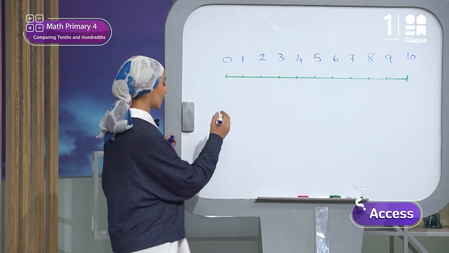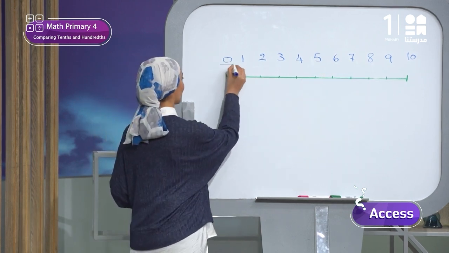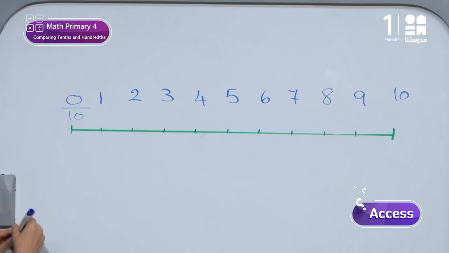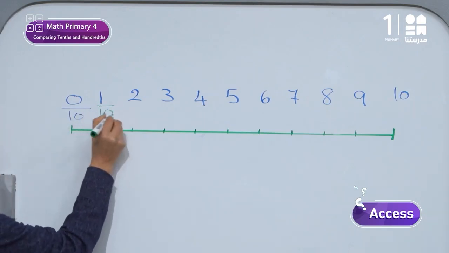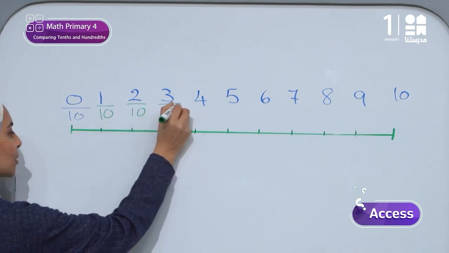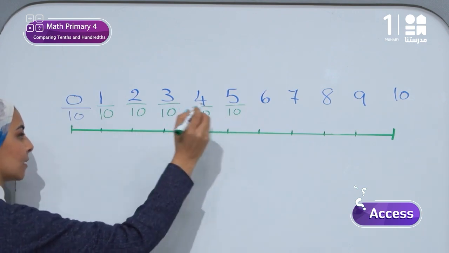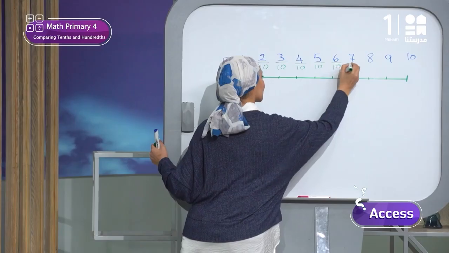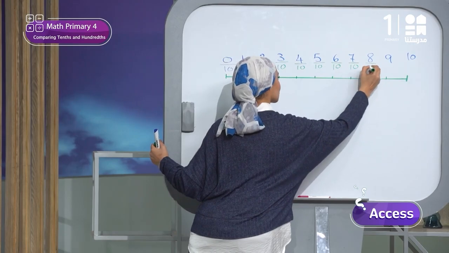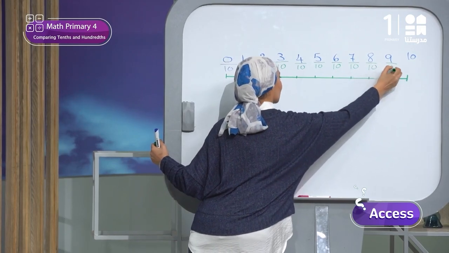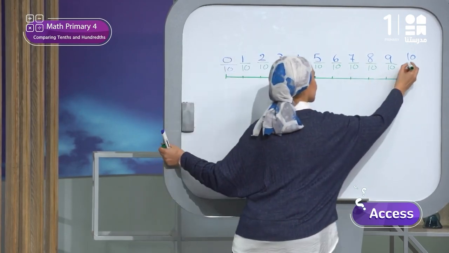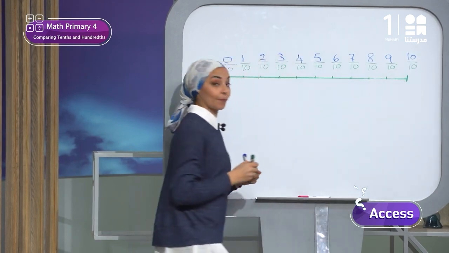Okay? Now here I have 0 over 10. And let's write with another color. 1 over 10, 2 over 10, 3 over 10, 4 over 10, 5 over 10. Here is 6 over 10, 7 over 10, 8 over 10, 9 over 10, and 10 over 10.